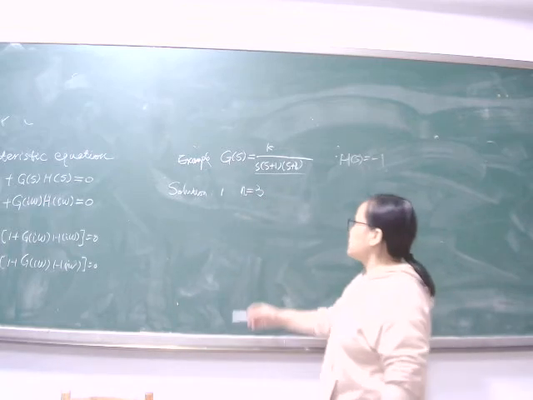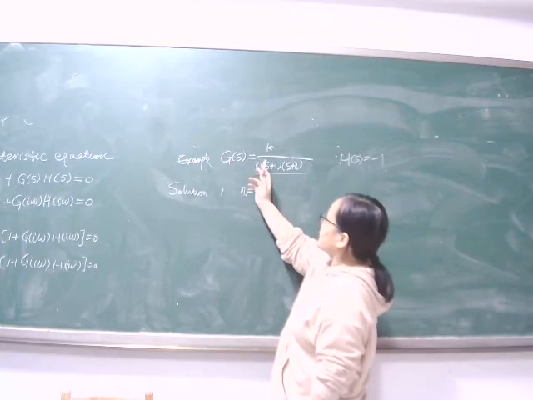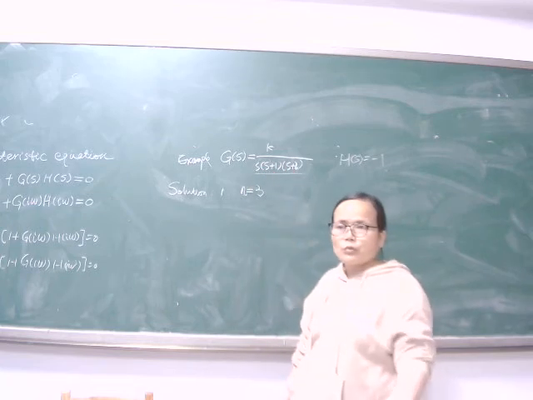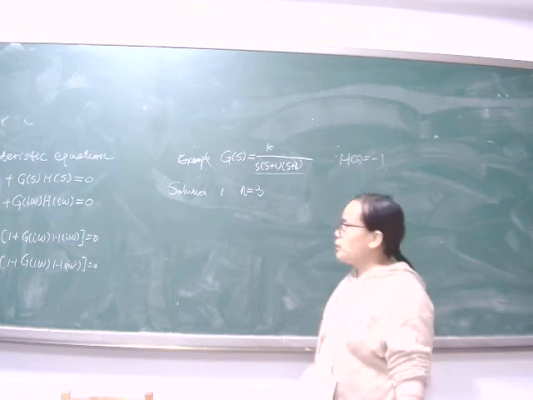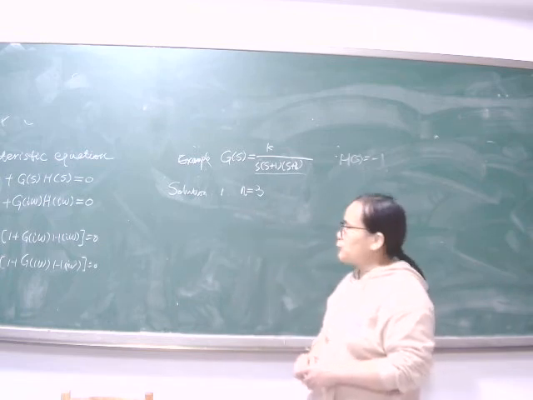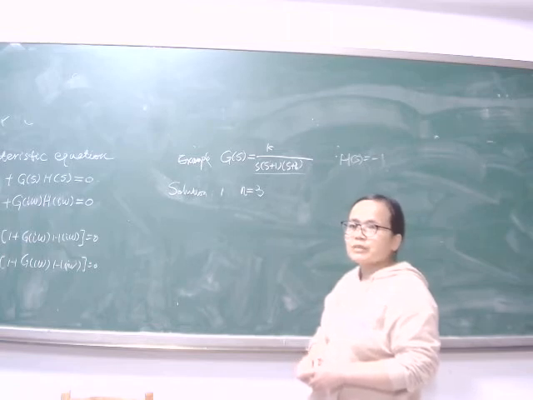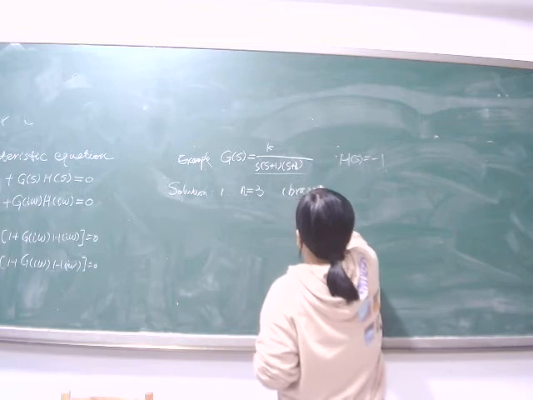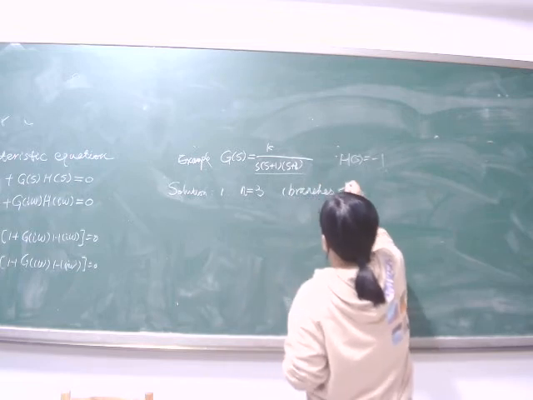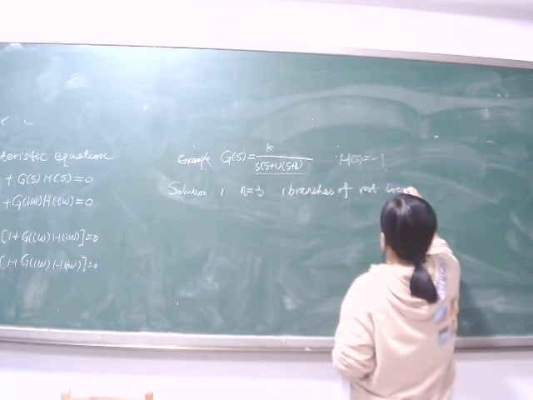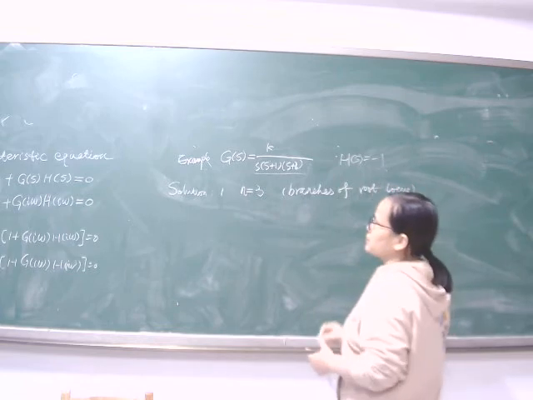How about this one? We can see here 1 plus 1 plus 1, S cube plus 2S square plus S. So the number of branches of the root locus is 3. How many branches can I get? The branches of the root locus is 3.